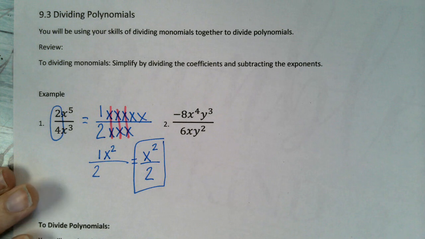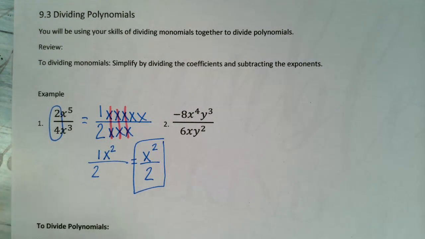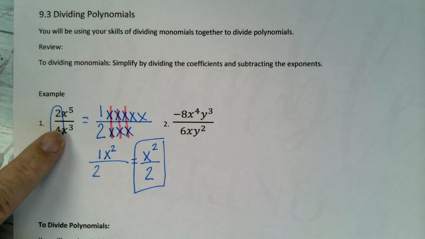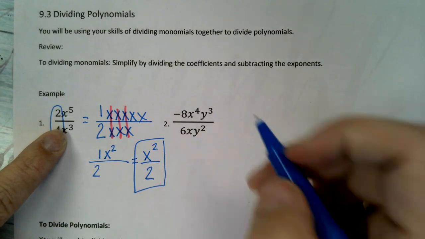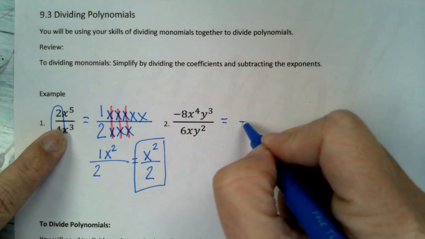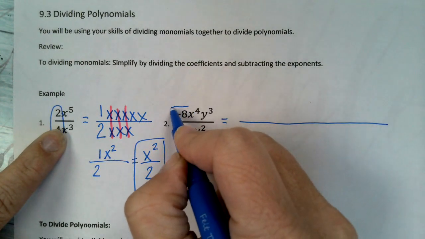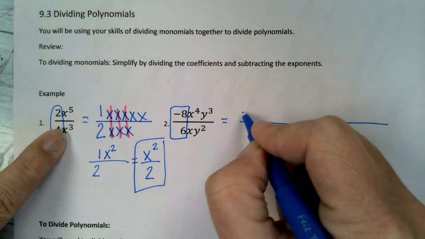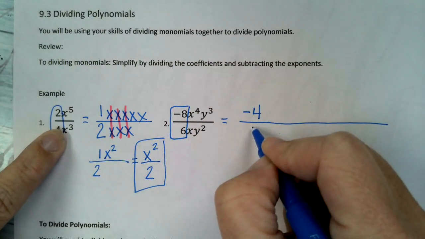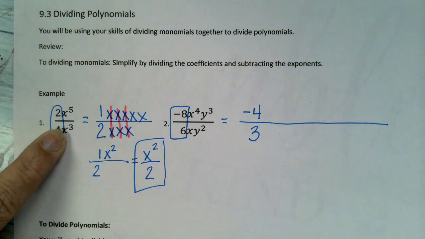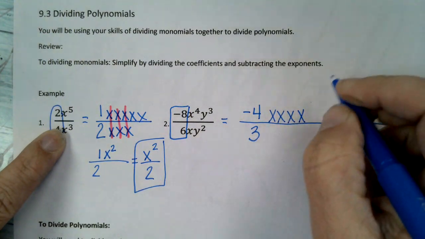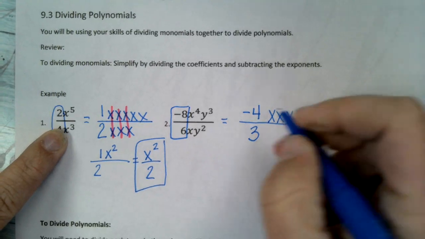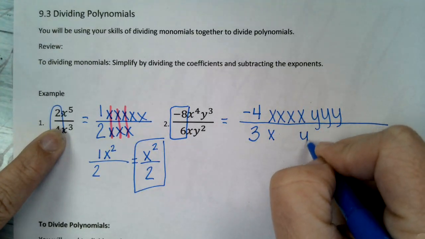Now, if you were just subtracting using the exponent rules, 5 take away 3 is 2, and it's a positive 2, that's why it's on the top. So if I try to do the same thing on this one, if I write it out, negative 8 divided by 6 is a negative 4 over 3. Then there's 4 x's on top and 3 y's. And then 1 x on bottom and 2 y's.